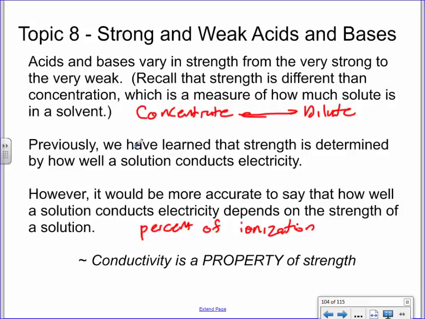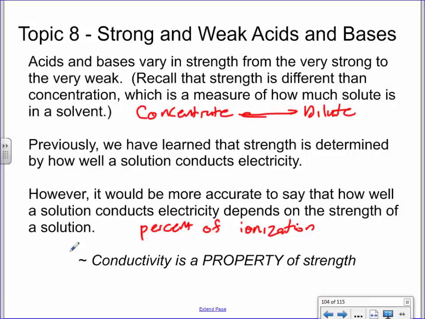Okay. But I kind of lied to you. I told you that strength is determined by how well a solution conducts electricity. That's actually not entirely true. Here's the truth. It's more accurate to say that how well a solution conducts depends on its strength, which seems kind of backwards because you're like, hang on, Chris, doesn't that say the same thing? But let me see if I can try to explain this.